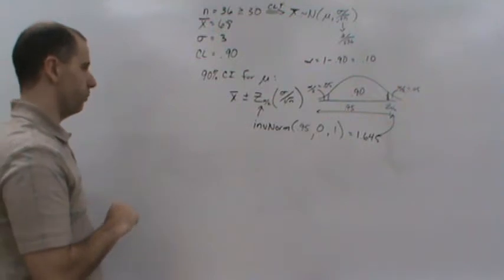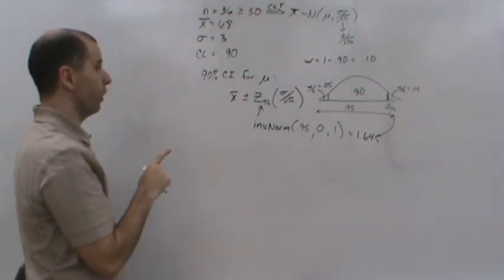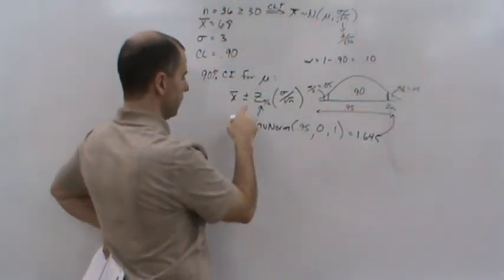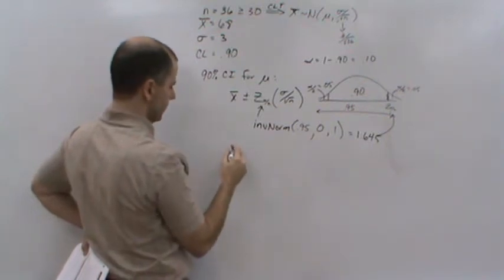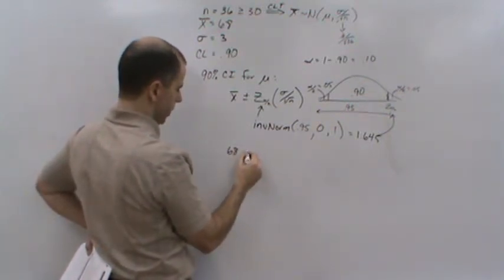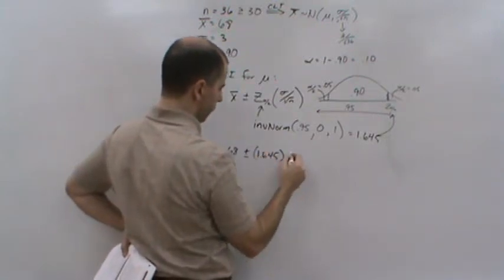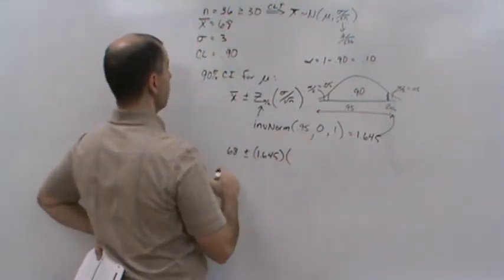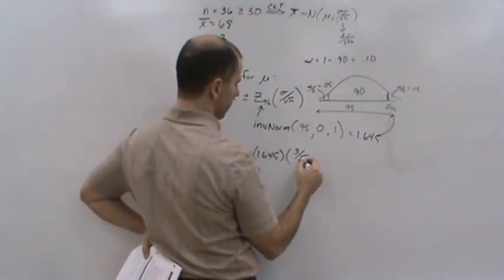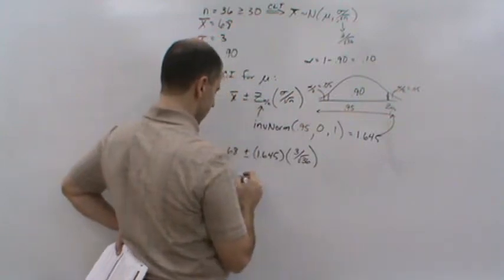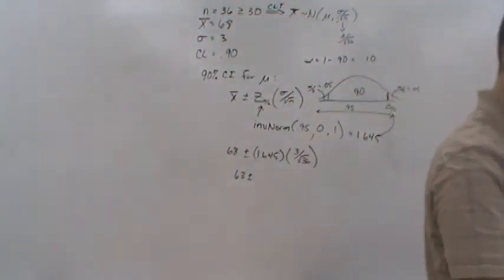Okay. So what do we do with that now? Well, now we're going to put it into our formula. So now we know the pieces. So it's going to be 68 plus or minus 1.645 times sigma divided by the square root of n, which is 3 divided by the square root of 36. And so we get 68 plus or minus what?